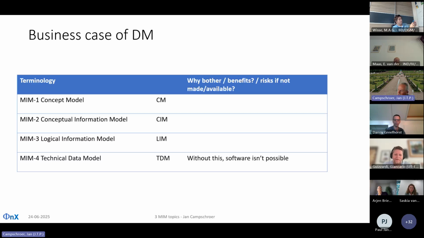Nog heel even de afkortingen. In de MIM worden 4 lagen onderkend. Het MIM 1, het conceptmodel, of het begrippenkader in het Nederlands. Het MIM 2, het conceptueel gegevensmodel, of conceptueel informatiemodel. MIM 3 is het logische gegevensmodel. En MIM 4 is het technische datamodel.